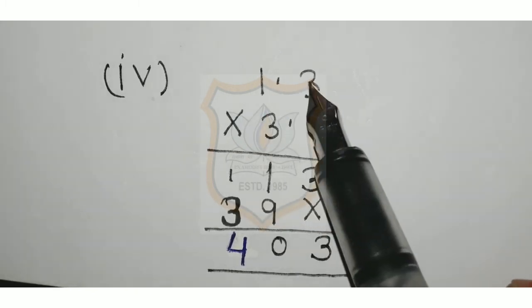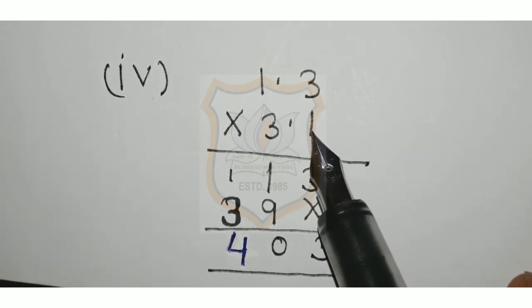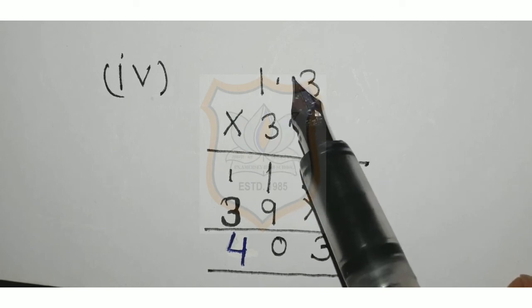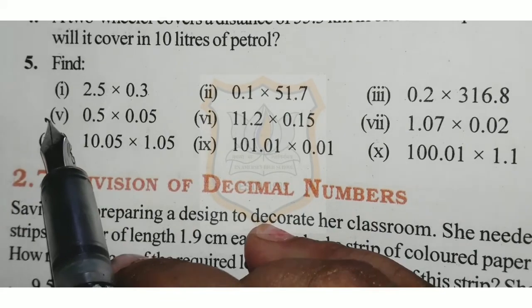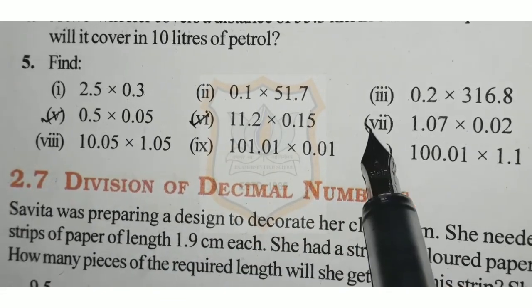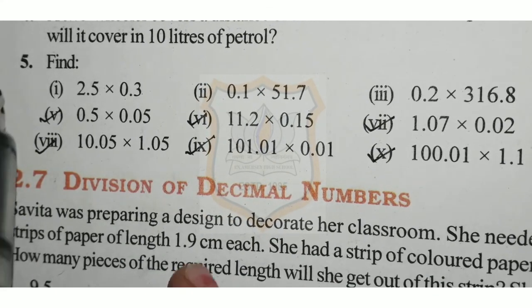Now in 1.3, the decimal is after 1 digit, that is after 3. And in 3.1, the decimal is after 1 digit, that is after 1. So 1 plus 1 is equal to 2. So in 403, the decimal will come after 2 digits starting from the unit place, that is after ones and then tens. It will come over here. So our answer will be 4.03.